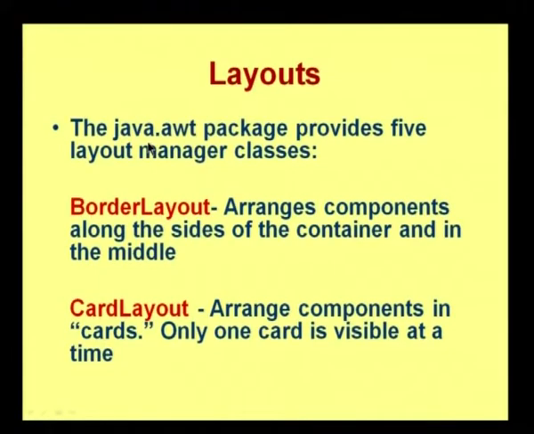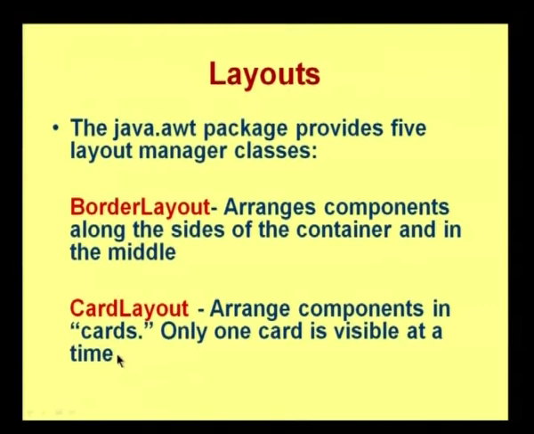So there are a few types of layouts available. You can see inside your java.awt package, we have 5 layout manager classes. One is border layout. This border layout arranges components along the sides of the container and in the middle. This particular layout splits your page into various borders: left, right, top, bottom and then center. Whenever I am trying to add the components, I can specify that this component could be added on the left hand side of my particular container, right hand side, in the top position, in the center, or in the bottom.